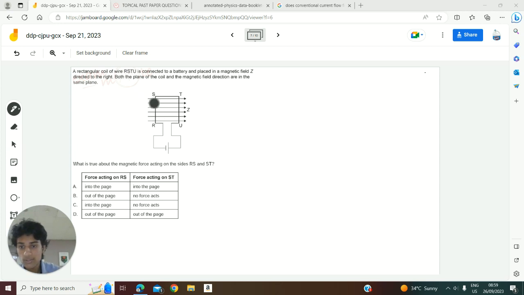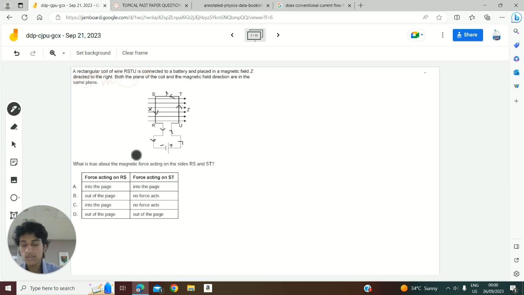So we want the magnetic force here. Let's say we can draw a point there and draw a point here. So first we know that conventional current flows from positive to negative. So this is positive, this is negative. So we know that the current will be flowing this way, this way, this way. Okay. So let's first look at RS.